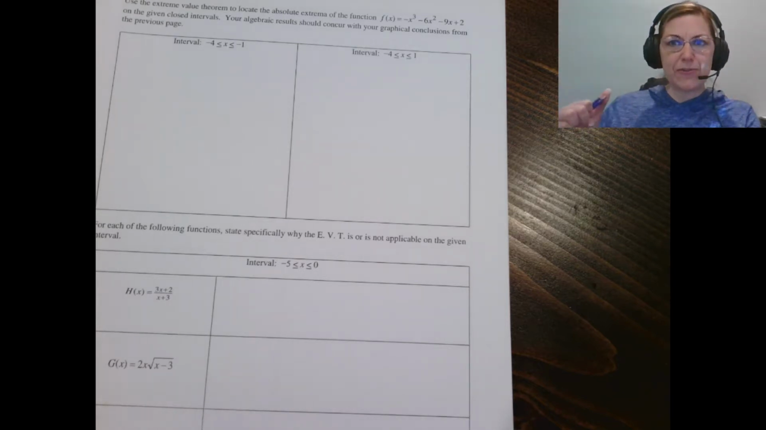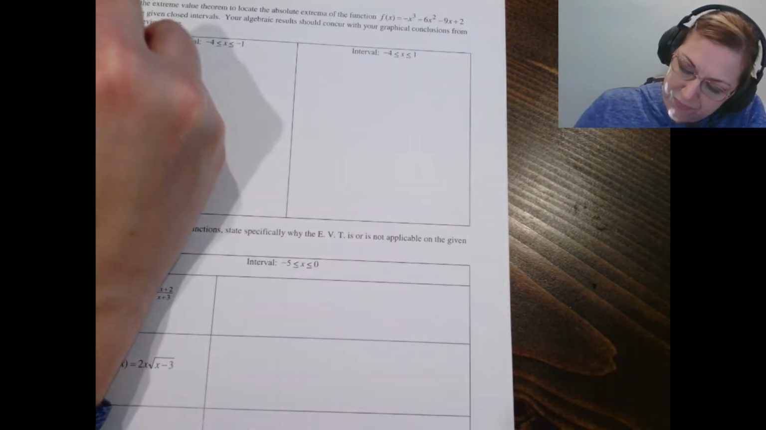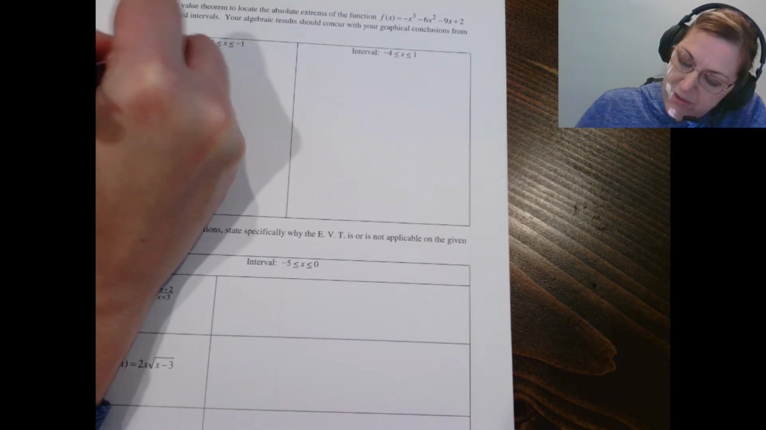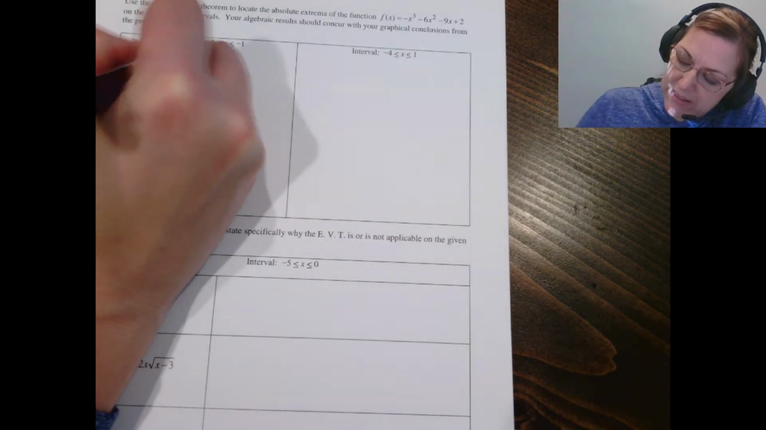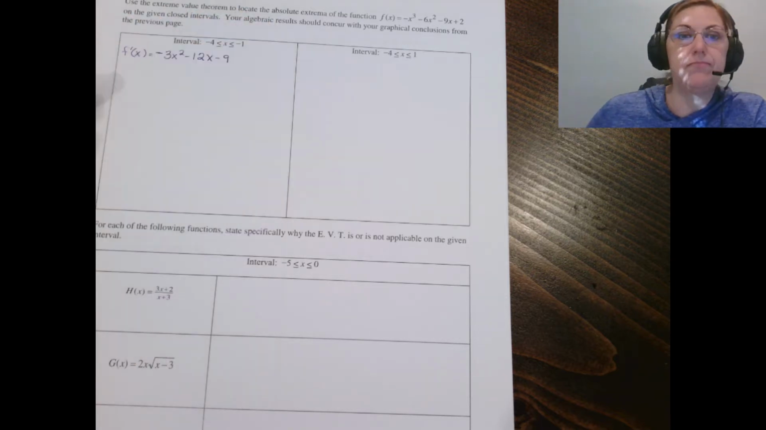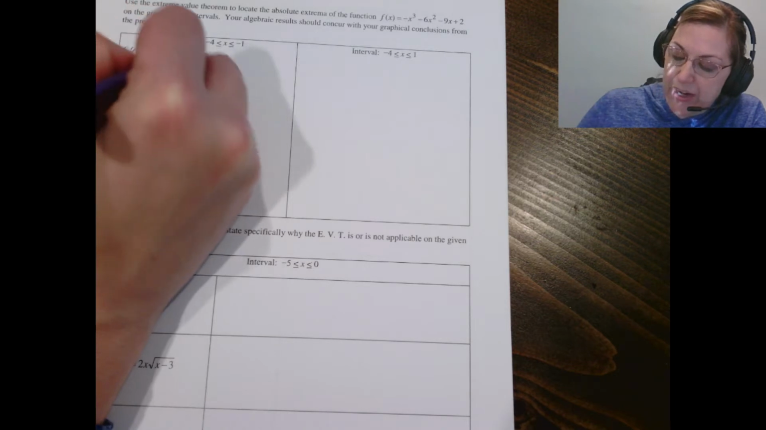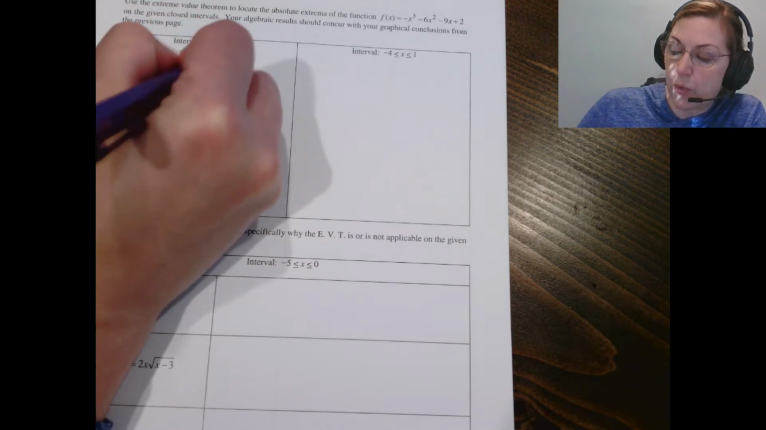So I think our first best action here is to find the derivative. That would give me negative 3x squared minus 12x minus 9. I'll set it equal to 0 and factor out a 3, and this is to find our critical points.